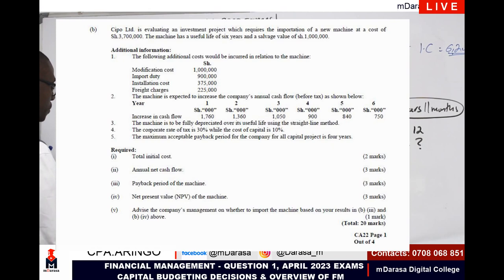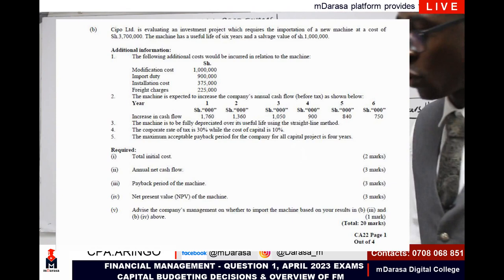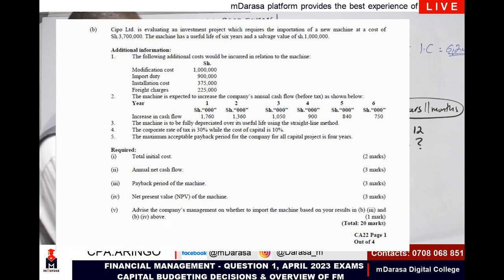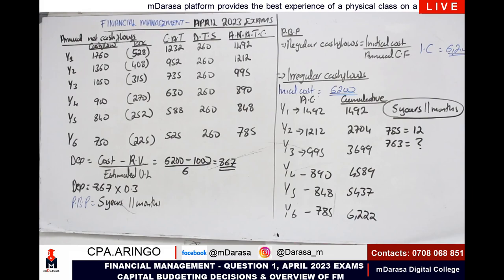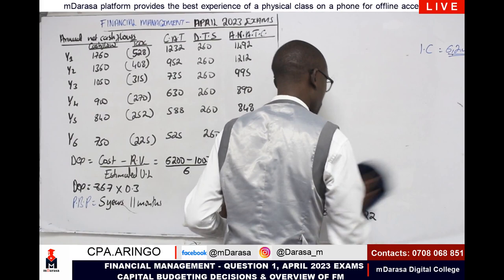So we need to determine our net present value. And already we had computed our cash flows, right? So having computed our cash flows, allow Mwalimu to erase here. To compute our NPV, this will be very easy. And why is Mwalimu saying that this is very easy?